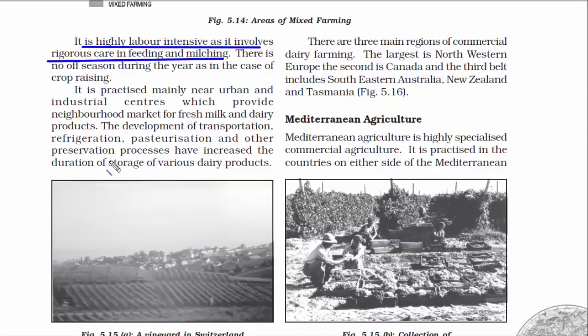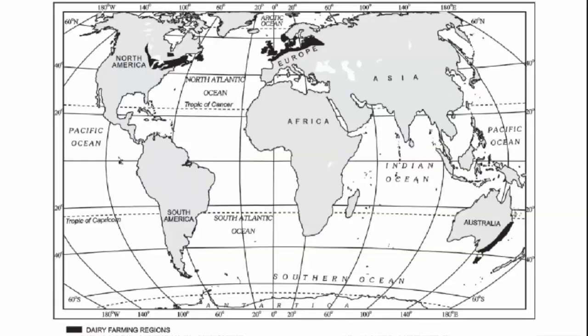One thing that you will have to consider is, with advancement in transportation, refrigeration, pasteurization, and other preservation processes, the duration of storage of various dairy products has increased. As a result, if you can preserve something, then there will be less wastage, and that makes dairy farming lucrative. You can see the places in this map. There are three main regions. One is in northwestern Europe, the second is Canada, and the third belt includes southeastern Australia, New Zealand, and Tasmania.